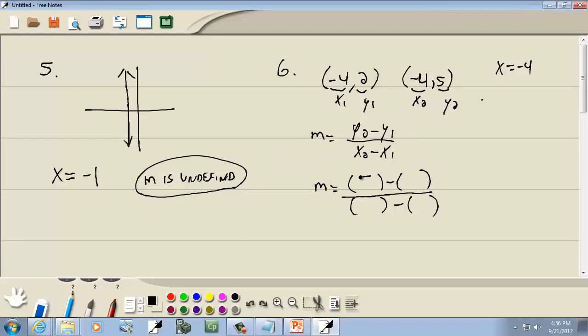Okay, so y2 is 5. Got a lid on it. It's a pop from Casey's.